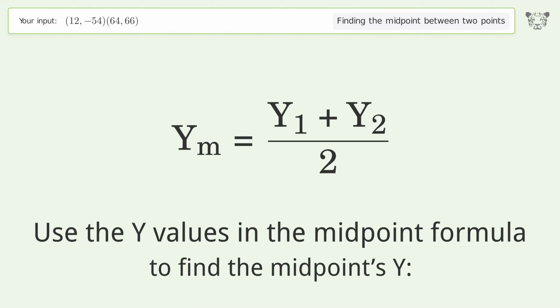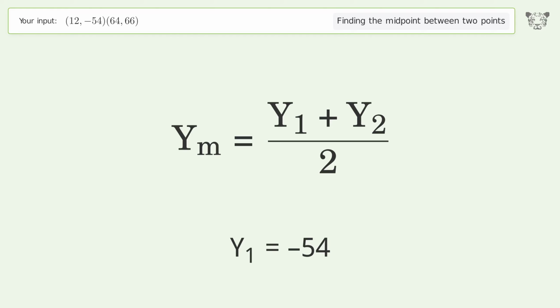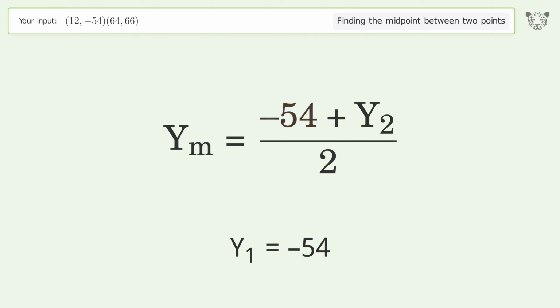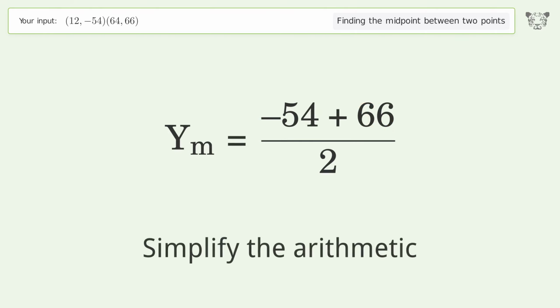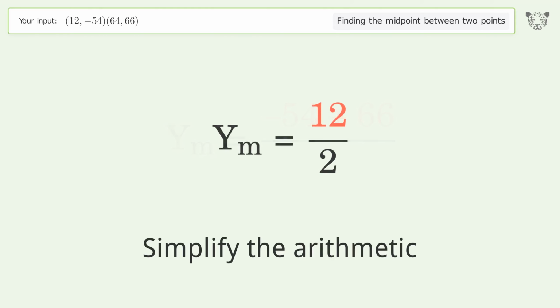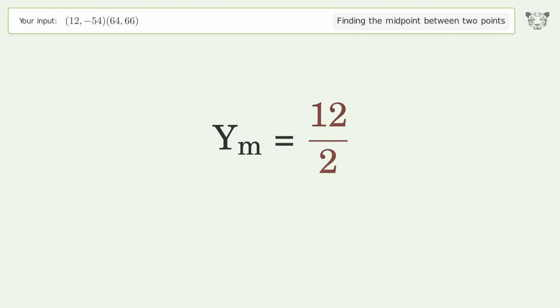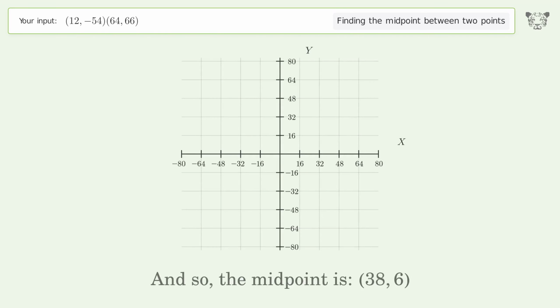Use the y values in the midpoint formula to find the midpoints y. y1 equals -54. y2 equals 66. Simplify the arithmetic. And so, the midpoint is 38,6.